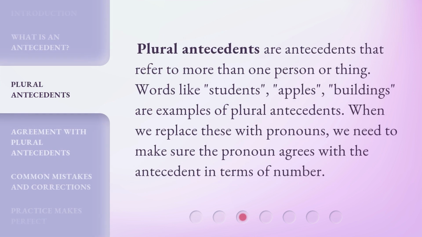Plural antecedents are antecedents that refer to more than one person or thing. Words like students, apples, buildings are examples of plural antecedents. When we replace these with pronouns, we need to make sure the pronoun agrees with the antecedent in terms of number.